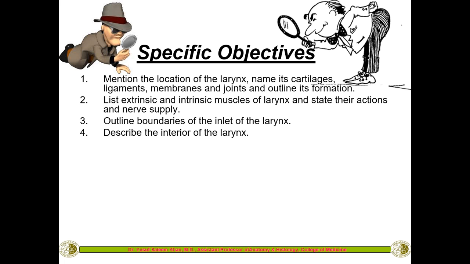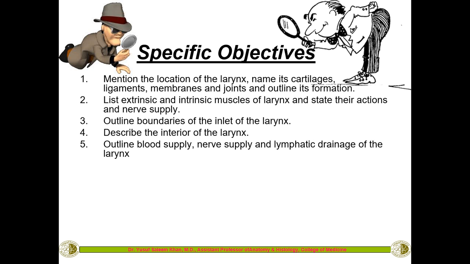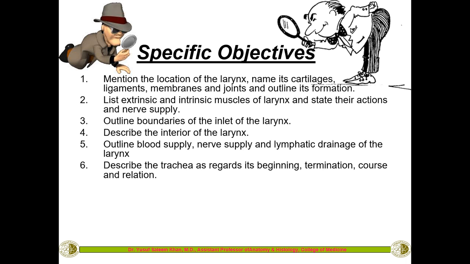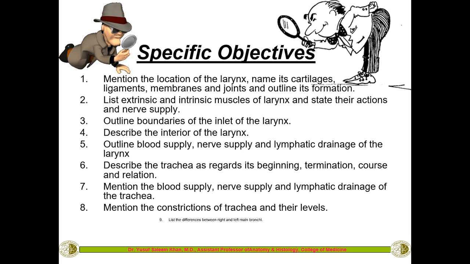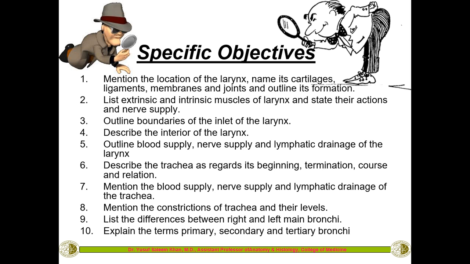Describe the interior of the larynx. Outline blood supply, nerve supply and lymphatic drainage of the larynx. Describe the trachea as regards its beginning, termination, course and relations. Mention the blood supply, nerve supply and lymphatic drainage of the trachea. Mention the constructions of the trachea and their levels. List the difference between the right and the left main bronchi. Explain the terms primary, secondary and tertiary bronchi.